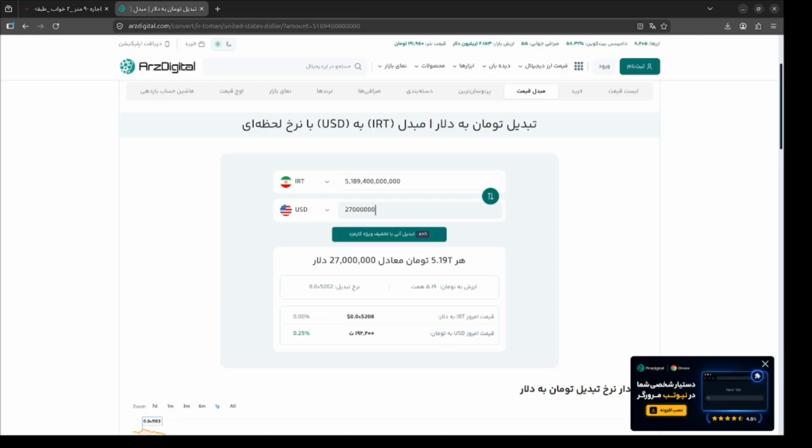Alright. Why do I write in dollars? What's wrong with me? 27 million tomans. Okay. And it equals to $140.